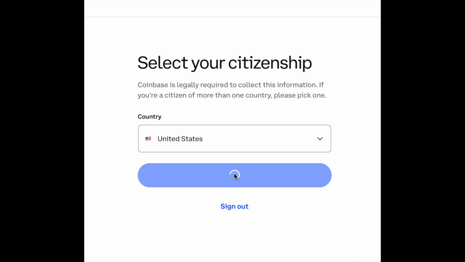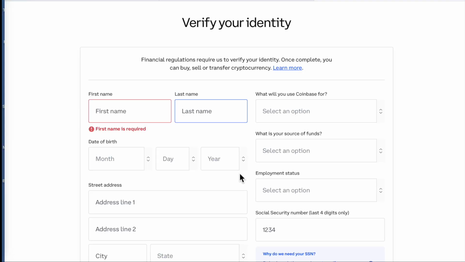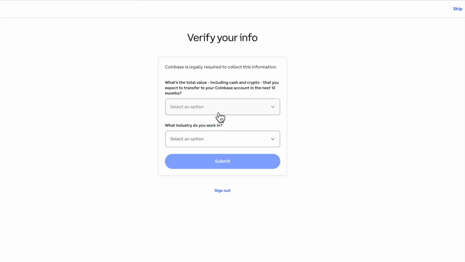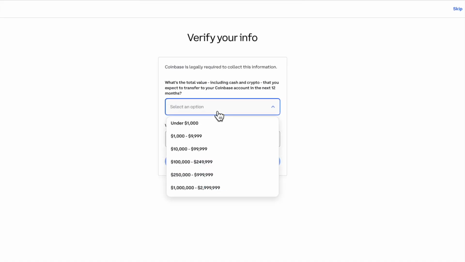Now add your country of citizenship. Provide this information and click continue. Provide this information.